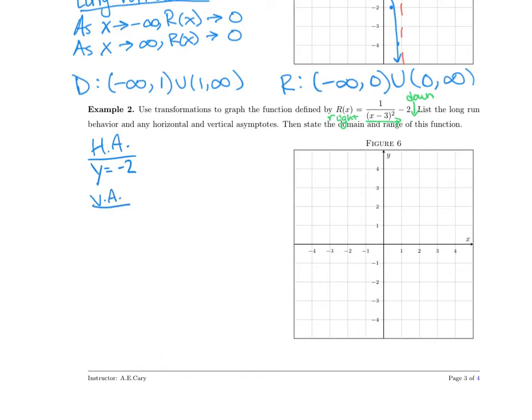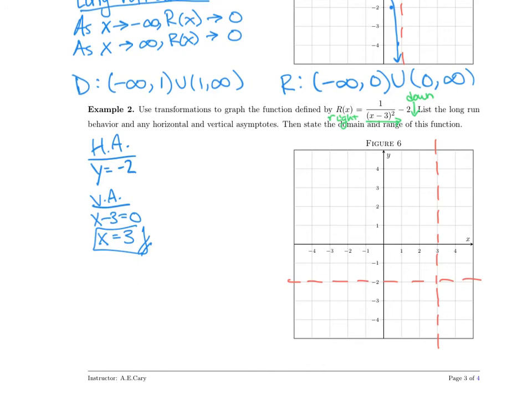And our vertical asymptote comes from the denominator, so we're going to take that x minus 3, set it equal to 0, solve for x, and we get x is equal to 3. So let's graph those asymptotes. The horizontal one is going to be at y is equal to negative 2. And notice that I do these with dashed lines and not with solid lines. Please do not use solid lines when graphing these. Okay, so we have our asymptotes.